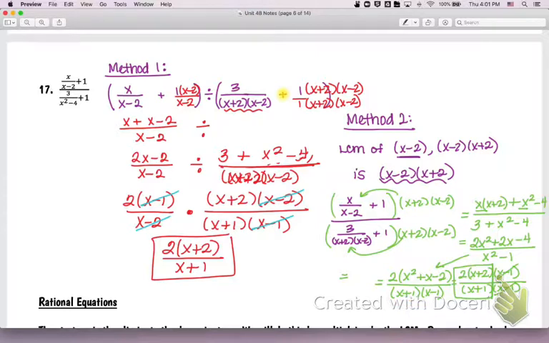And it's just like finding a common denominator. You can either find the common denominator separately in method 1, or you can find the common denominator as a whole, looking at all of the denominators in the entire fraction. Either one will get you to the right answer, whichever one you like the best.